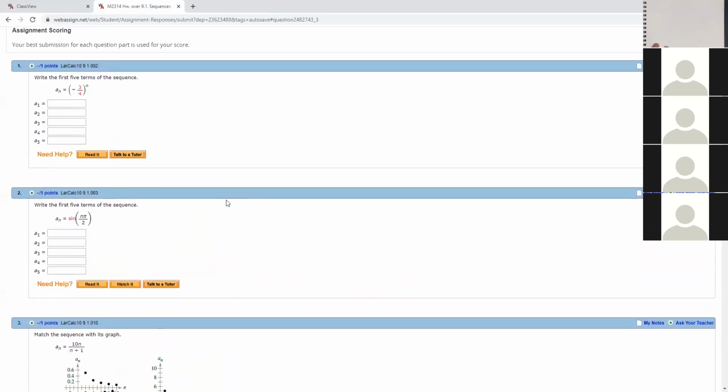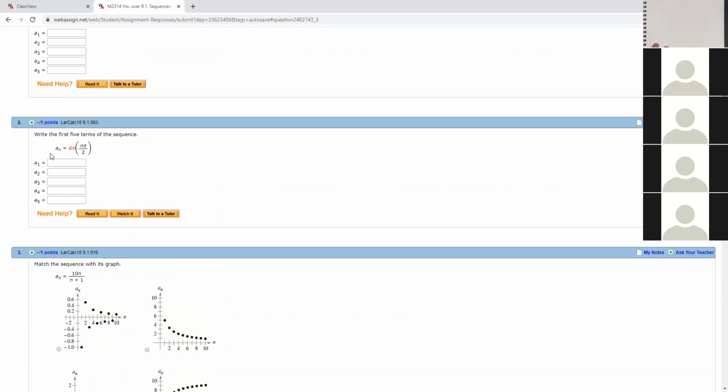So let's see. This one, they're not asking us to match a graph, just what are the first 5 terms. So you're just gonna put in a 1 for n, and then a 2, and then a 3. And this also, so let's look at this one. And so this one here, it has it right here, the first 5 terms. So we just plug in the 1. So we're gonna get sine of 1 times pi over 2 is pi over 2.